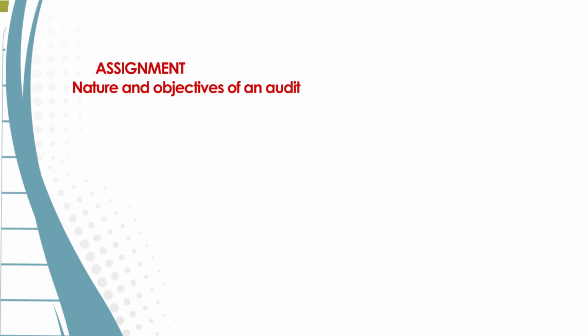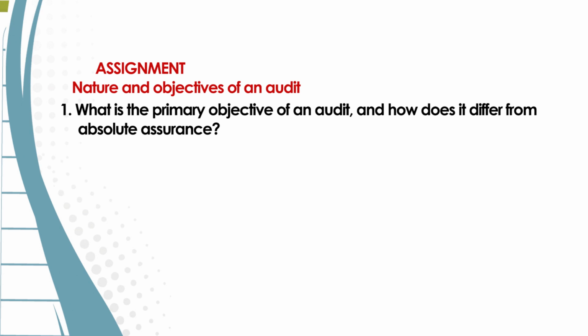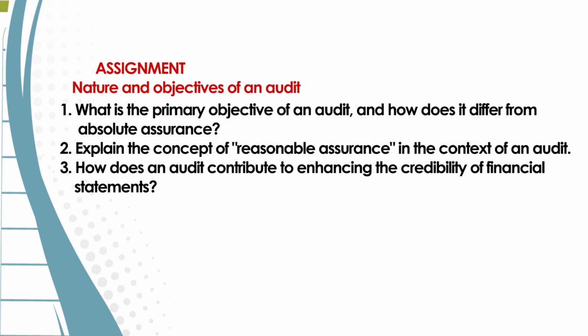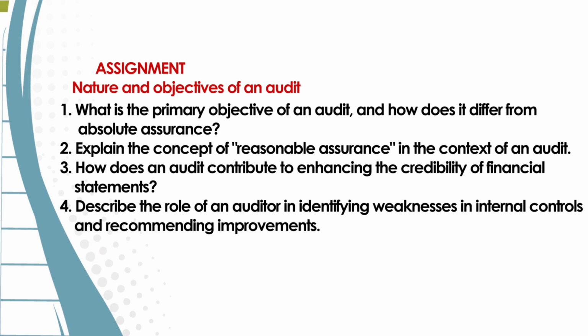But before then, here is your today's assignment. Number 1, what are the primary objectives of an audit and how does it differ from absolute assurance? Number 2, explain the concept of reasonable assurance in the context of an audit. Number 3, how does an audit contribute to enhancing the credibility of financial statements? Number 4, describe the role of an auditor in identifying weaknesses in internal controls and recommending improvements.